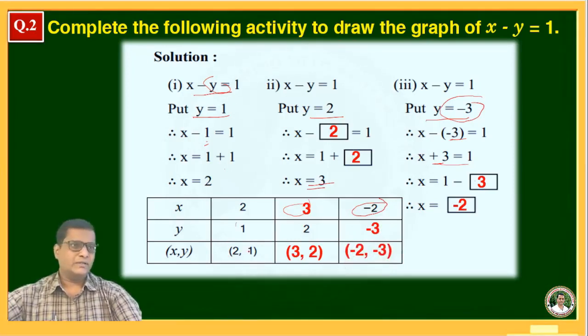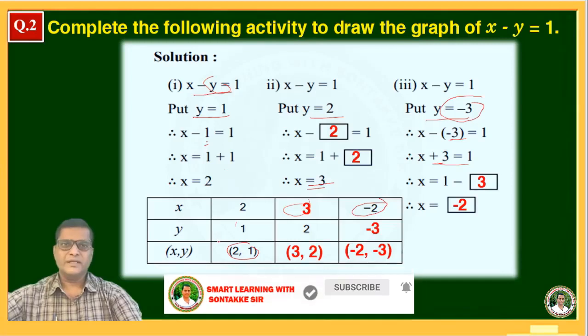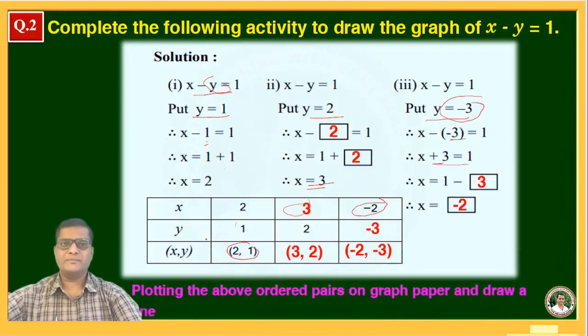Here we got 3 points, coordinates 1, 2, 3. Then plot these points on a graph. Check whether these points are linear or not. If linear, then draw a line passing through them. This is the graph of the given equation. So, plotting the above pairs on graph paper, draw a line passing through these 3 points.